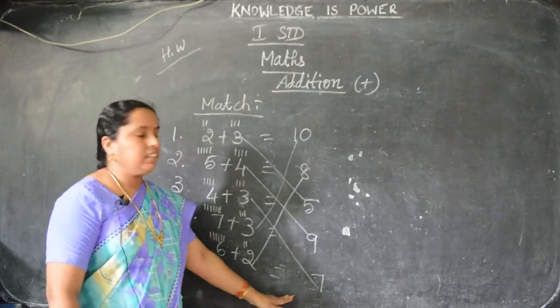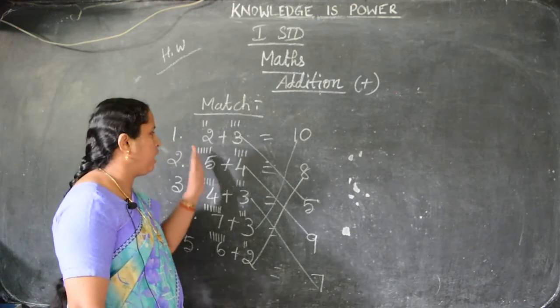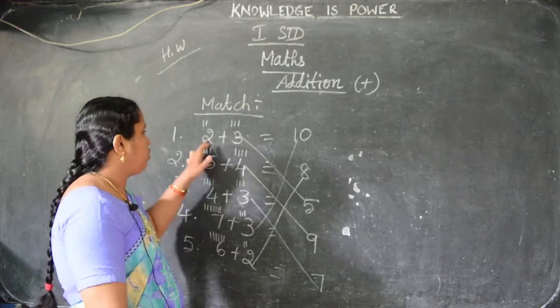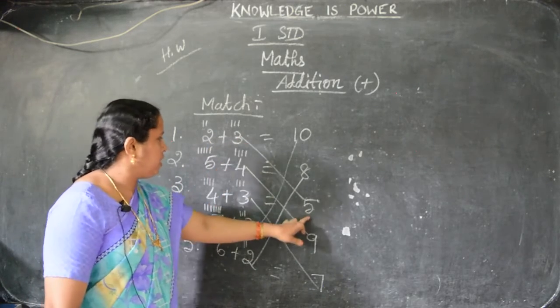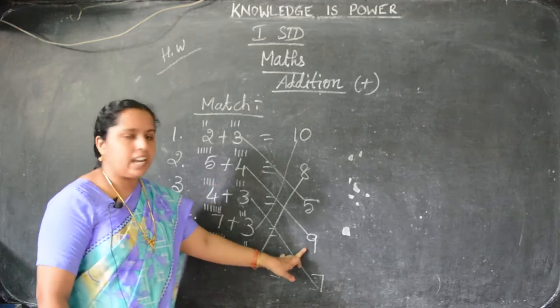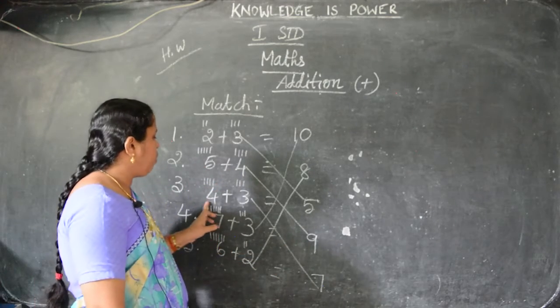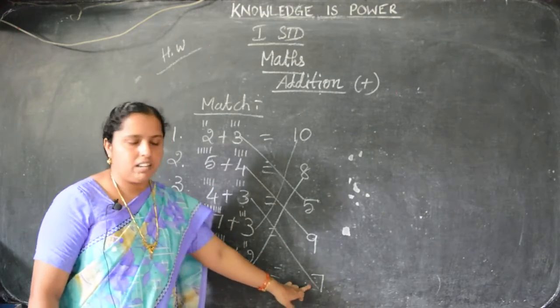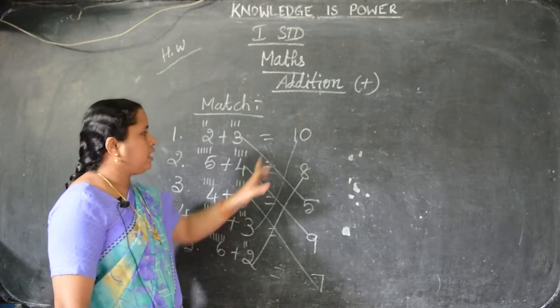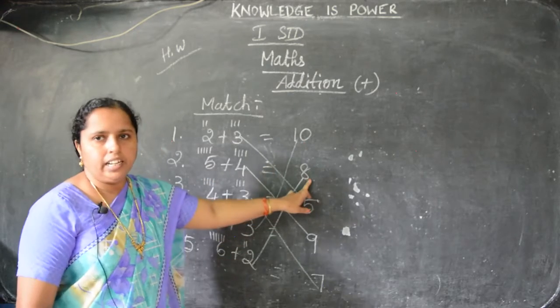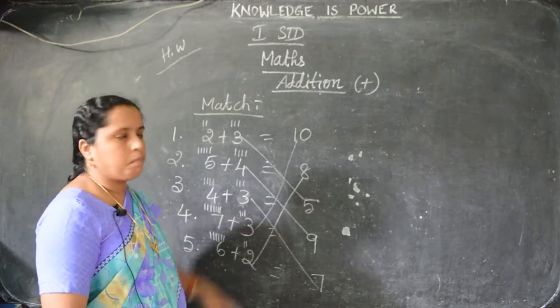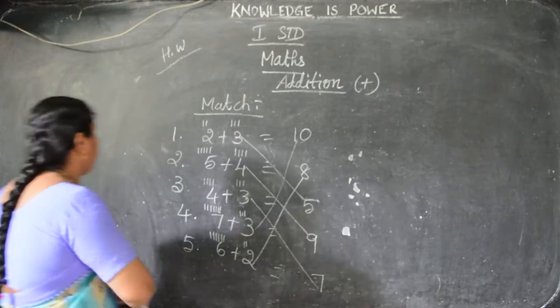That answer is in wrong position. So you should match it correctly. So 2 plus 3 is 5. So 5 is here. So you should match here. 5 plus 4, 9. 9 is here. Then 4 plus 3, 7. 7 is here. 7 plus 3, 10. 10 is here. 6 plus 2, 8. 8 is here. You should match it properly. Okay. Next.